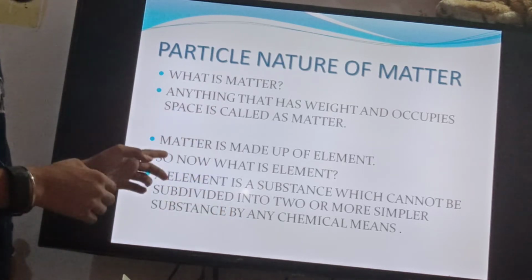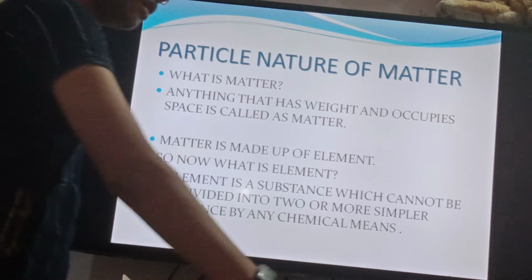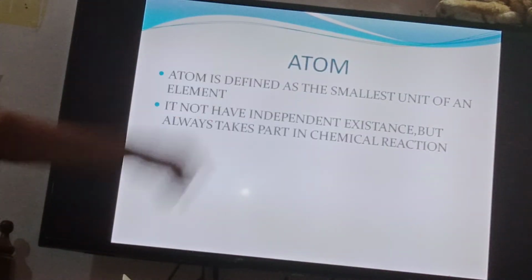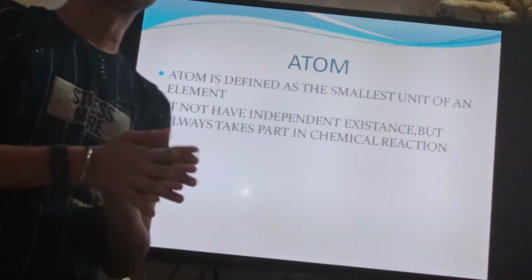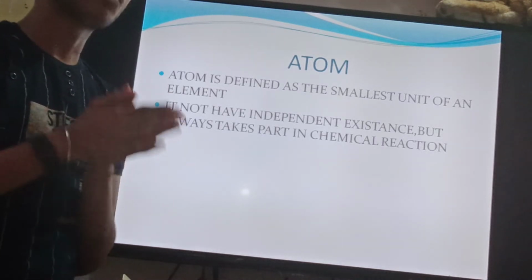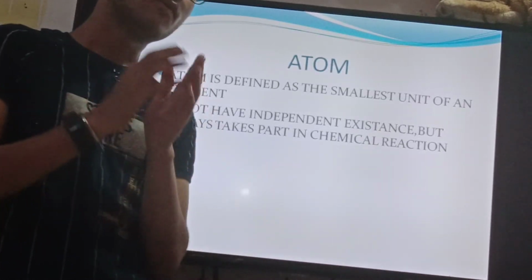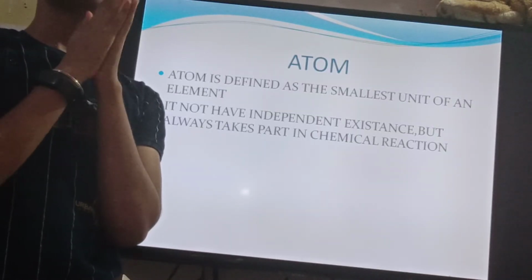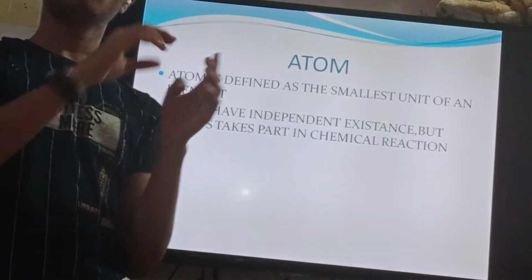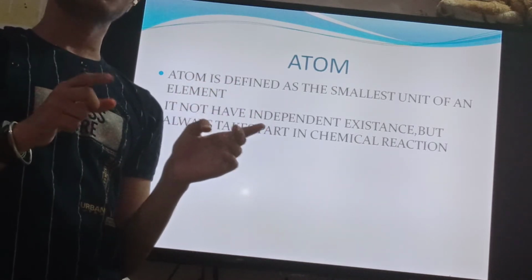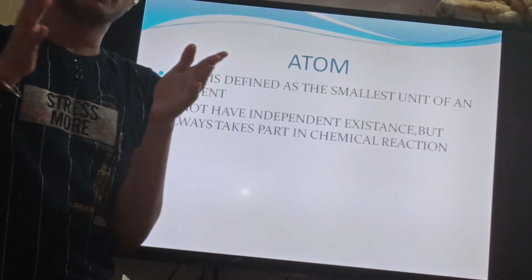Okay, so now we have done the element. Now the atom. What is an atom? The atom is the smallest unit of an element. I have told you that wood is an element, but it is not made up of only a single wood. It is made up of many atoms.